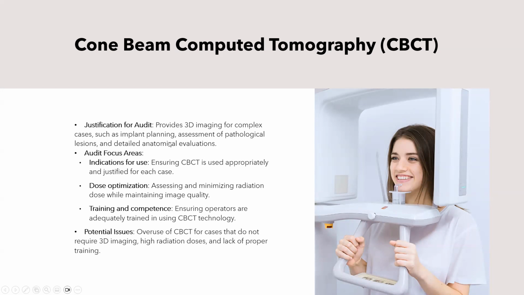And of course, CBCT is also being used for the assessment of fractured roots or something like that, which would be giving you trouble in assessing whether there is a fracture or there is some additional canal present or whatever. Audit focus areas. Indications for use: ensuring CBCT is used appropriately and justified for each case. Dose optimization, assessing and minimizing radiation dose while maintaining image quality.